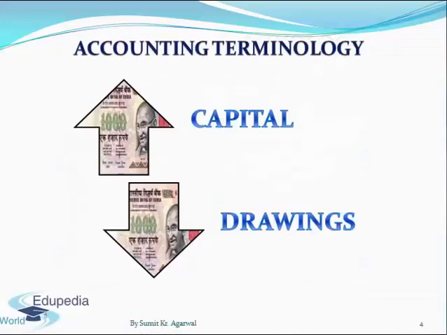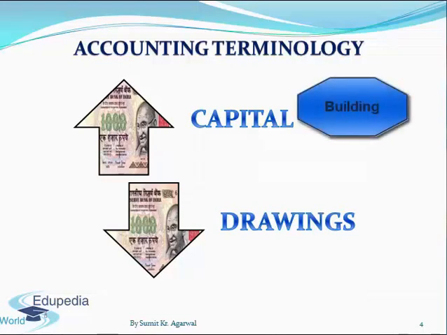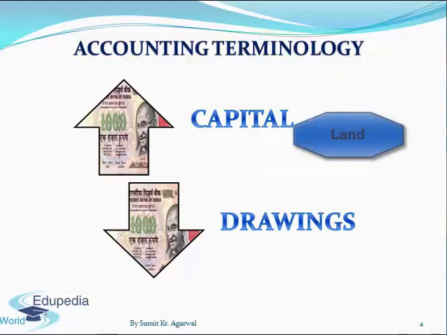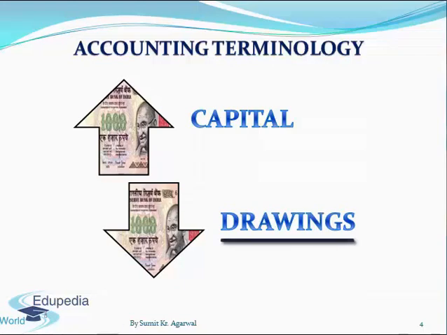Now let's go to next slide. So our next words are capital and drawings. Capital usually means the money with which we start the business or the money invested in a business by its owners. Usually it's in form of cash, but it can also be in other forms like a building put in a business for office purpose by the owner, or a land brought in by an owner for putting up a factory. So whatever an owner brings into the business which has got some value is known as capital. And on the contrary, whatever is taken out of the business for personal use by the owner is known as drawings.